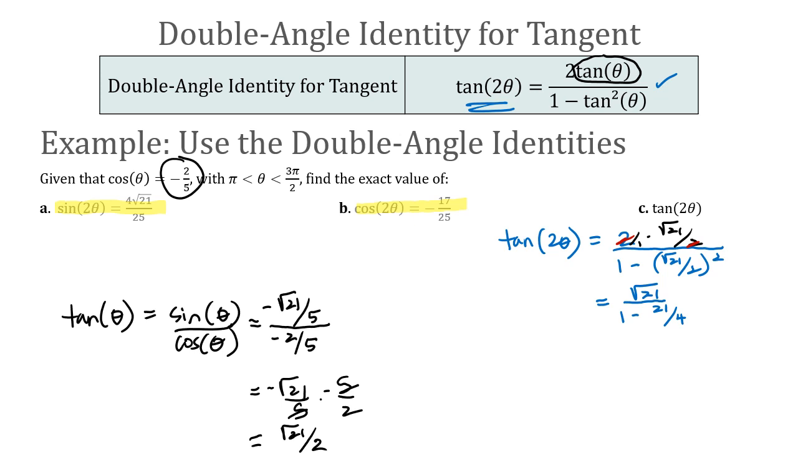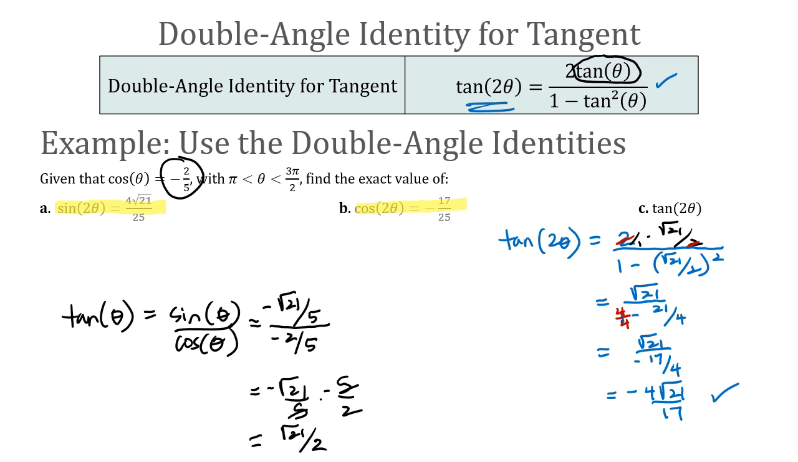All right, so what is 1 minus 21 over 4? Well, you've seen me do this before. I'm going to rewrite. I'm going to think of 1 as really just 4 over 4. How about that? And now I can do that subtraction. So I'm going to get square root of 21 over 4 minus 21. What is 4 minus 21? I think that's negative 17. Negative 17 fourths. And if I take that negative 17 fourths and I multiply by the reciprocal, I'm going to get negative 4 times the square root of 21 all over 17. That's what my tangent is equal to.